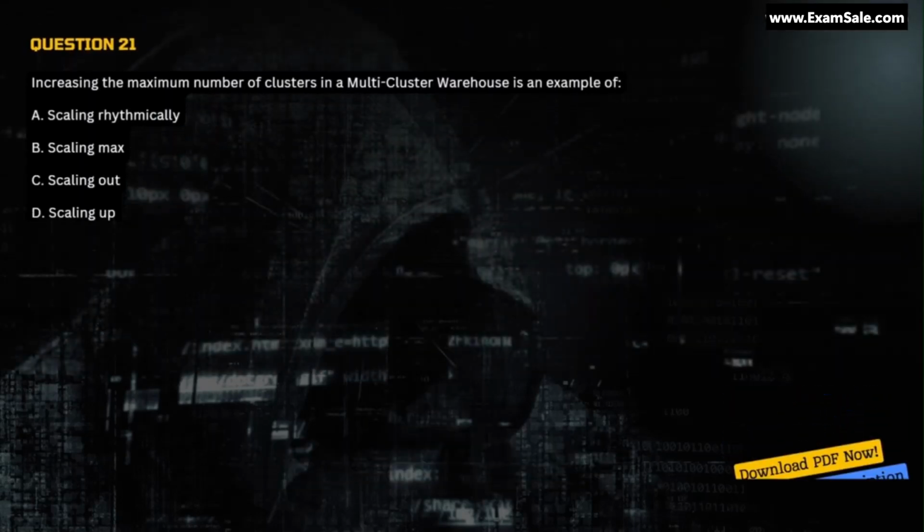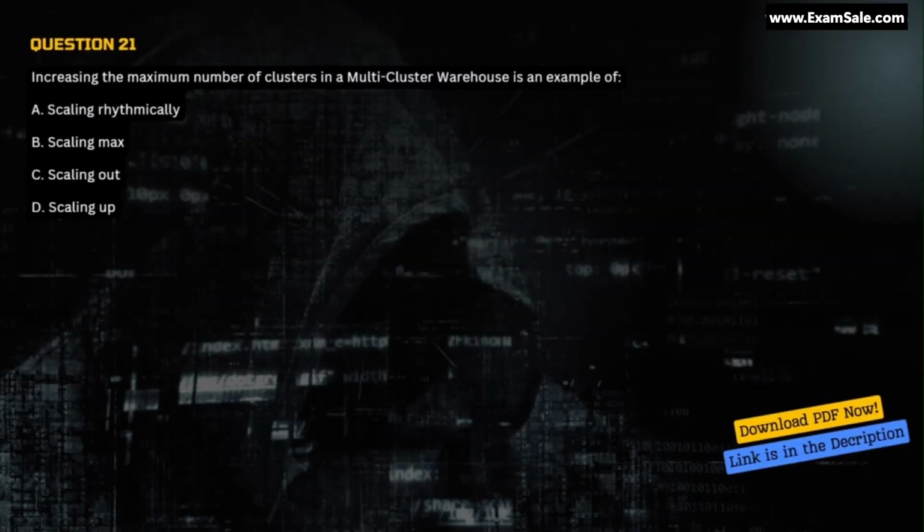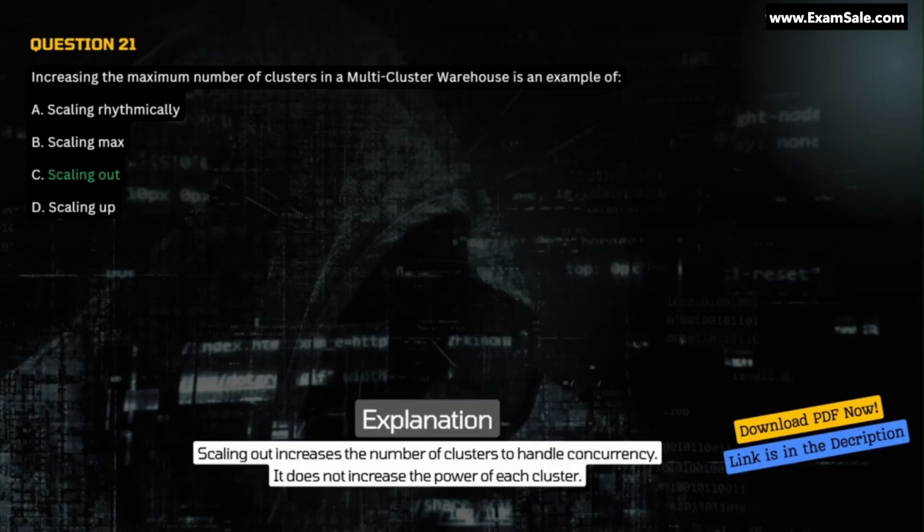Question 21. Increasing the maximum number of clusters in a multi-cluster warehouse is an example of A. Scaling rhythmically. B. Scaling max. C. Scaling out. D. Scaling up. Correct answer, C. Scaling out. Explanation. Scaling out increases the number of clusters to handle concurrency. It does not increase the power of each cluster.